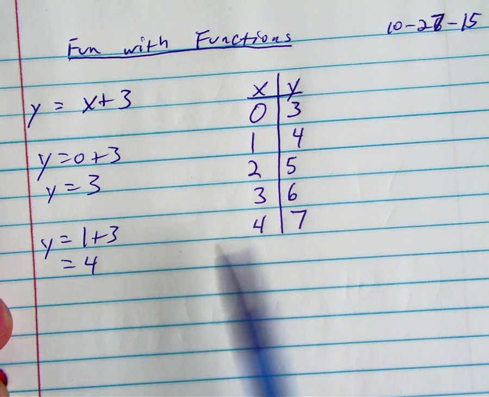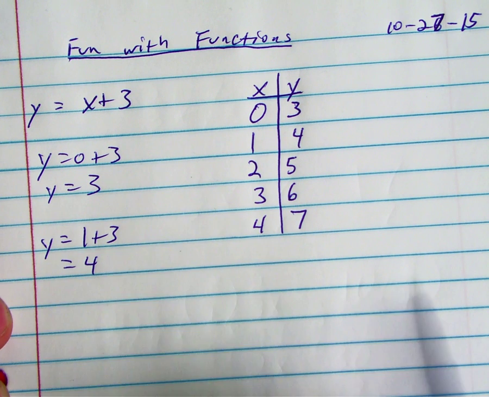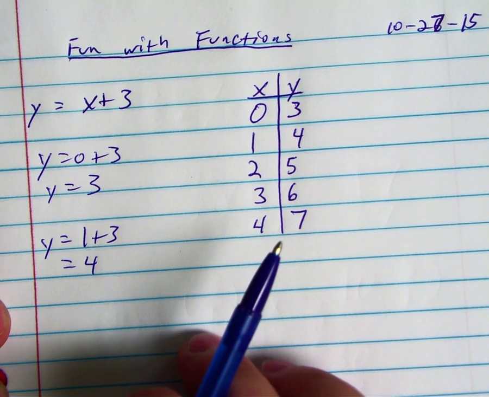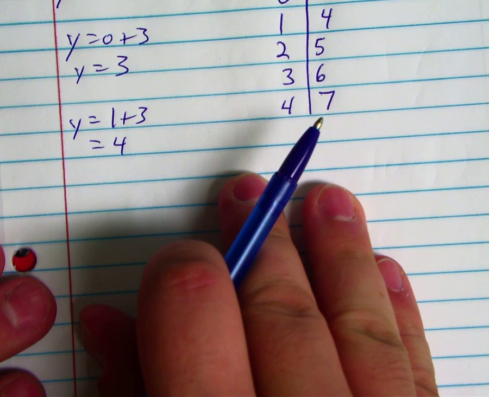There are two different ways of writing it. You can write it x, y, or there's a different way called x, f of x, but we're not going to worry about that right now. I just want to worry about the process. So, let's move on to the next topic here, or the next question. The topic is actually the same.